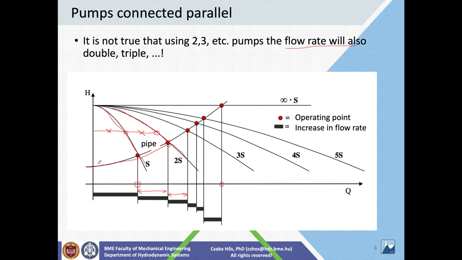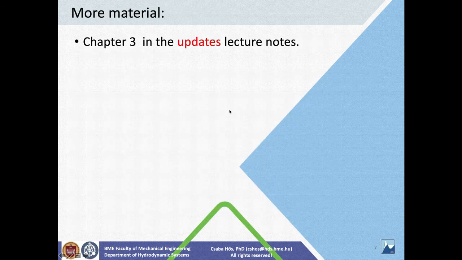Of course, if this pipeline curve is much less bent, so let's say, for example, something like this, then this is the flow rate of one pump, this is the flow rate of two pumps, this is the flow rate of three pumps, etc. Then you'll get larger increases. But if the pipeline has a significant friction loss, then this is not the case. Okay, so this is again something that's connected to chapter 3 in the updated lecture notes.